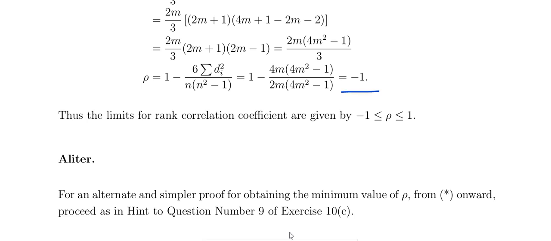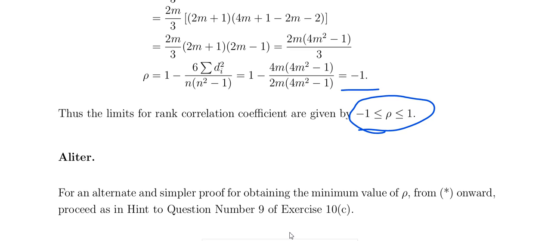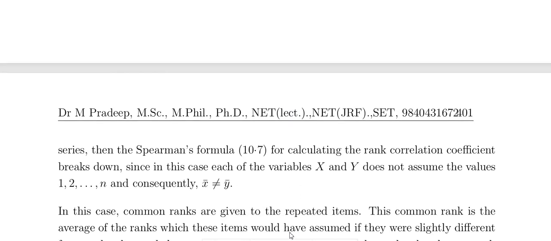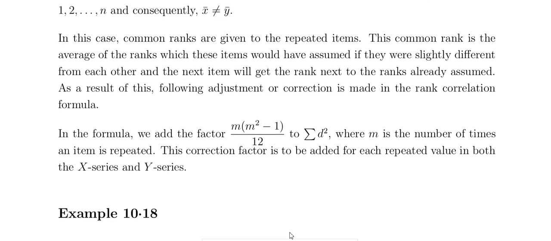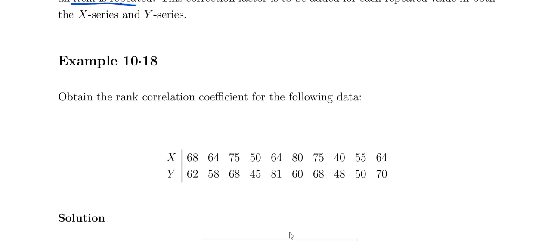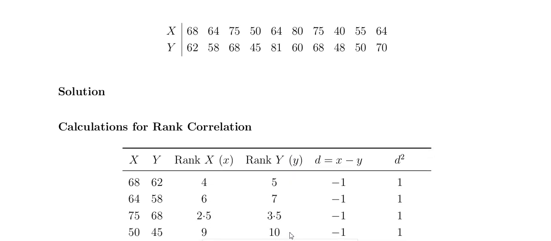So the rank correlation coefficient, like the correlation coefficient generally, lies between minus 1 and plus 1; that is the range. For repeated ranks, add the factor m into m square minus 1 divided by 12 to summation d square. m is the number of times an item is repeated. However many times it is repeated, that is what we add. So the correction factor is to be added for each repeated value in both the X and Y series. So these are some ranks.